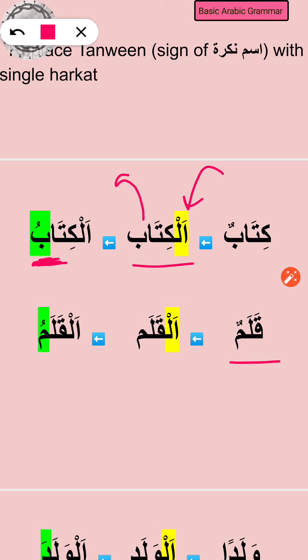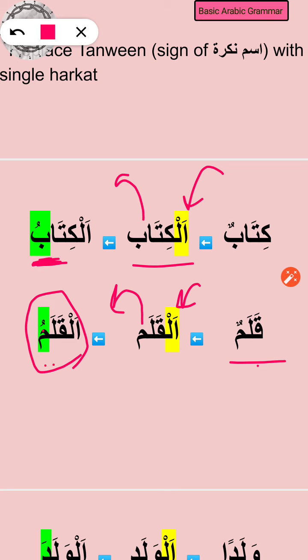Similarly, we have qalamun, a pen or any pen. Add the al, take the tanween out, and then we add the single harakat of the same irab. So qalamun was rafa, al-qalamu is again rafa and marfa. Okay, next, waladan. Waladan we know means a son or a boy. So now this is in nasab form.